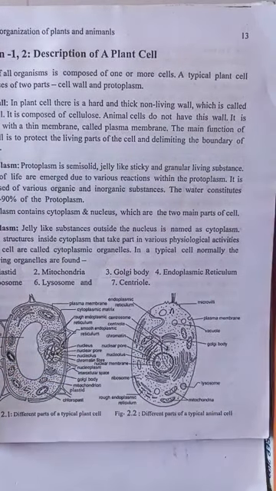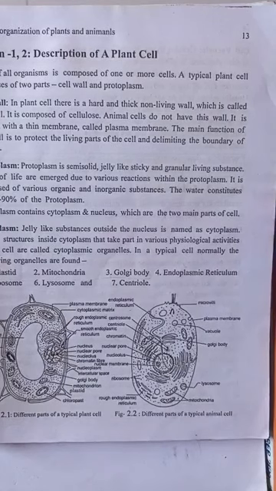So in a cell, we know in a plant cell, description of a plant cell, not animal cell. Body of all organism is composed of one or more cell. A typical plant cell comprises of two parts, cell wall and protoplasm. In case of plant, there is cell wall and protoplasm. I mean cover of the cell, outer covering of the cell is called cell wall, and after that protoplasm. Protoplasm contains cytoplasm and nucleus, which are two main parts.